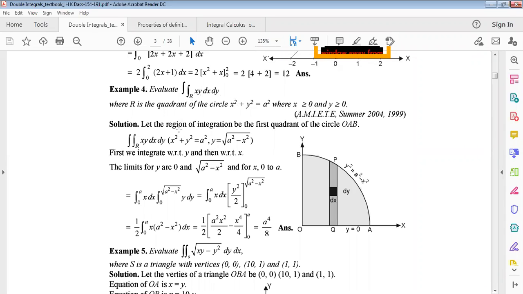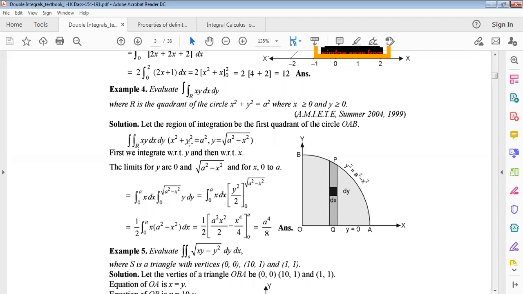That means the region of integration is the first quadrant of the circle OAB. This is the first quadrant. This is the whole circle, but we have taken the portion which lies in the first quadrant. Understand? Just the OAB part of that circle, only one fourth part.